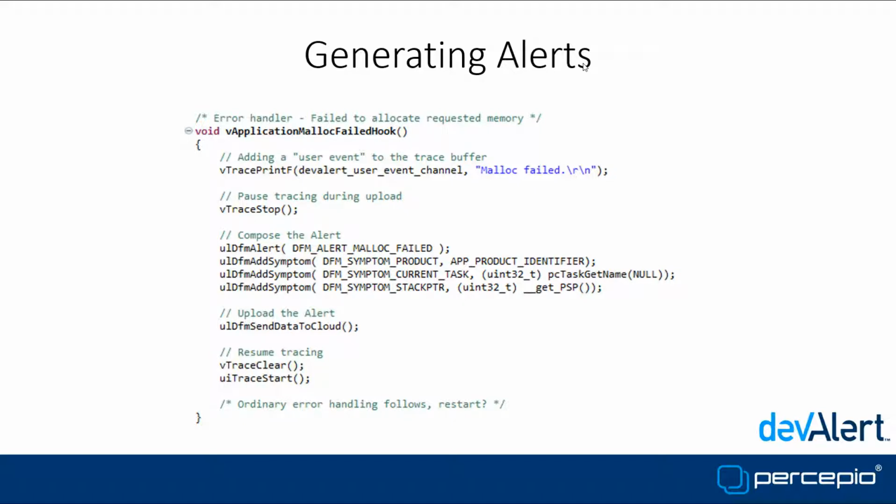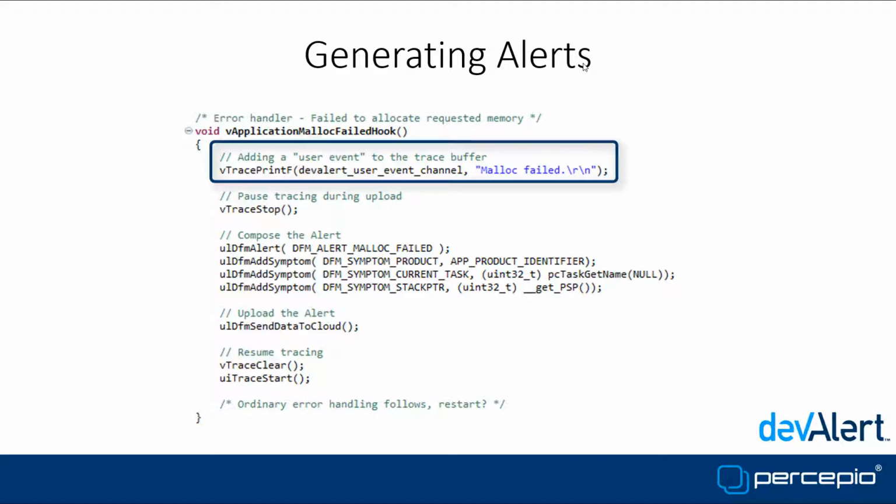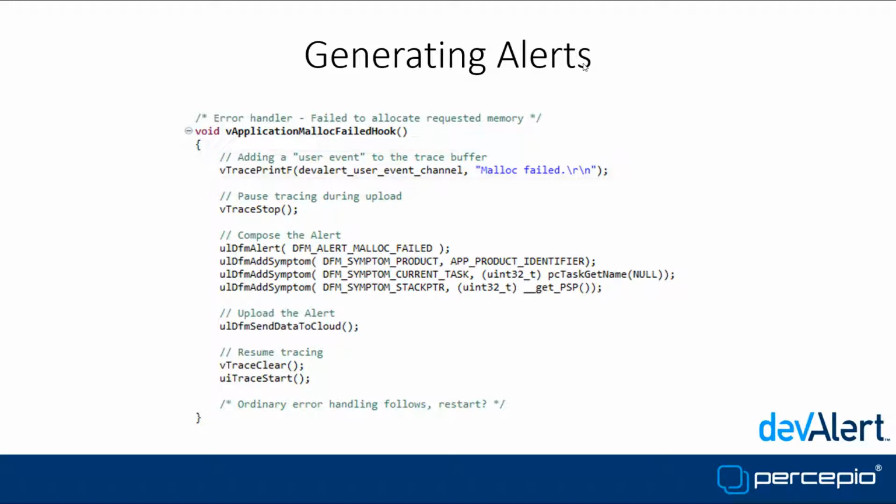Here is an example where a FreeRTOS error handler has been extended with an alert. We begin by storing a user event in the trace buffer. This is a convenient way to highlight the alert in the trace and provide greater means for additional diagnostics, as you can store formatted strings and values much like a printf call.